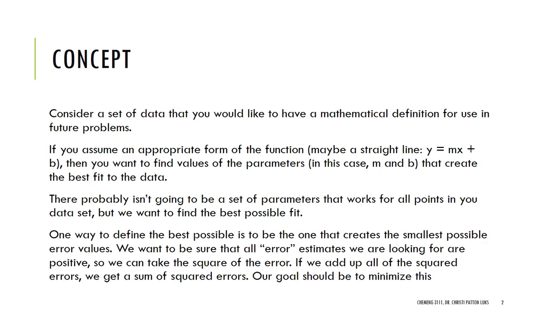One way to define this is the one that creates the smallest set of error values. And we're looking for all of the errors to be as small as possible at once. So one thing that we're going to need to do is just make sure that we quantify them all as positive. One way to do this would be absolute value, but another that works very well is to take the square of the errors. And if we add up all of the square of the errors, then we're going to get the sum of the squared errors. And this is like one giant error function. And our goal should be to minimize this sum of squared errors.